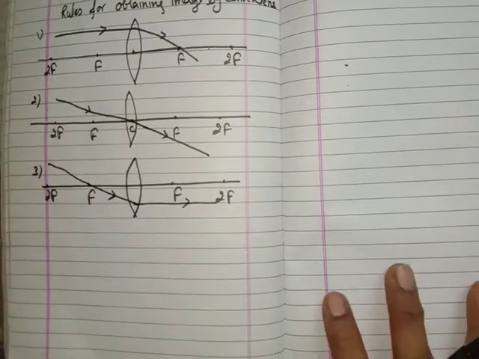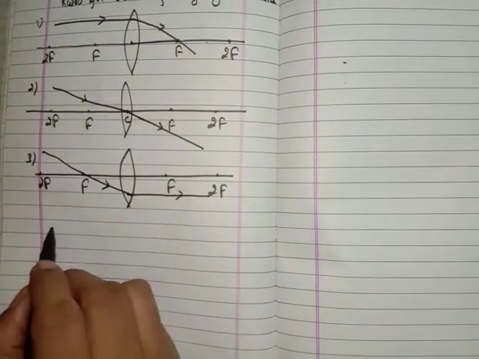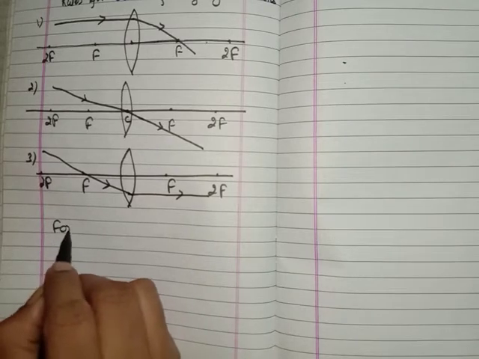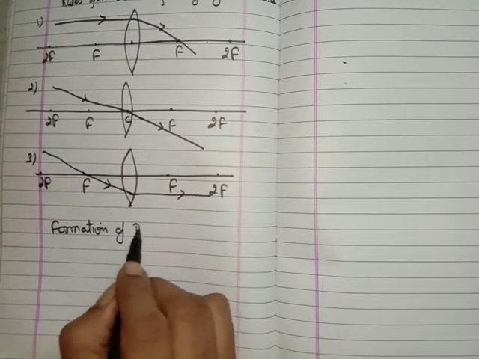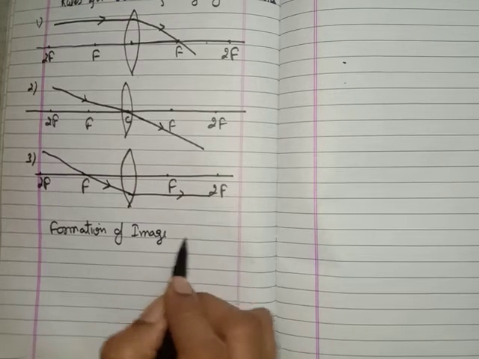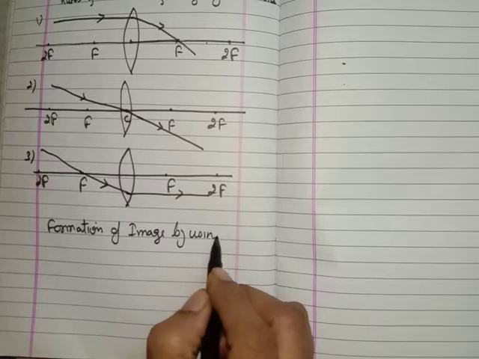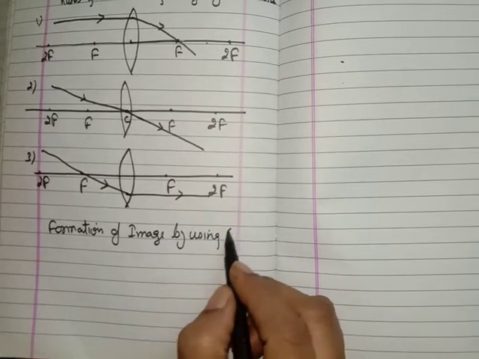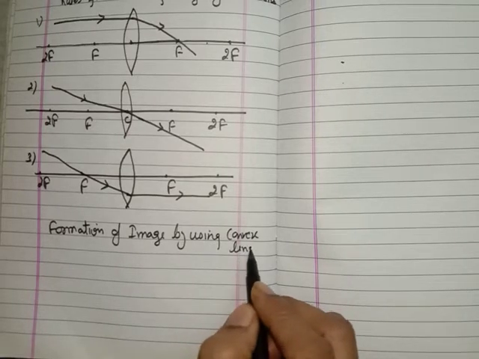First you have to write the heading: formation of image by using convex lens.